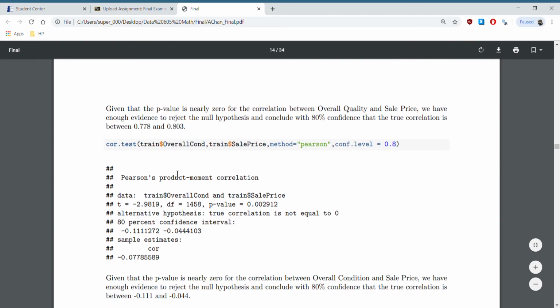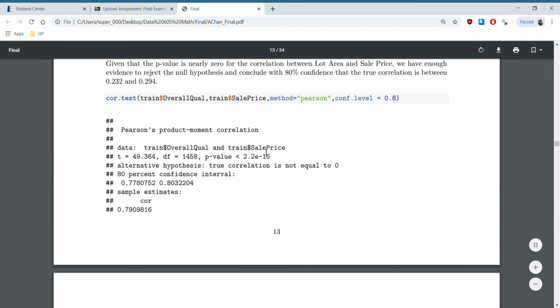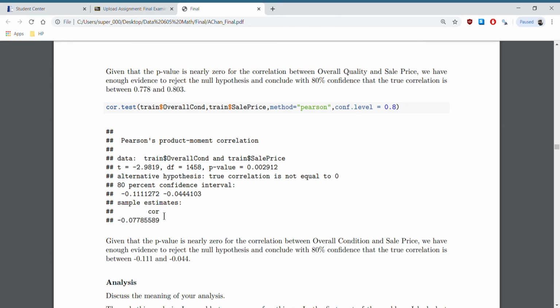And then I did the same thing for the overall condition relative to the sale price. And for this one, the p-value is low, but compared to these where it's basically 0, this one is 0.002, which is a little bit more suspect. So technically it is statistically significant, but the value is much closer to 0 than the other two, which leads me to think that the statistical significance may be due to just large sample size rather than actual significance. So it might be important to watch out for this here.